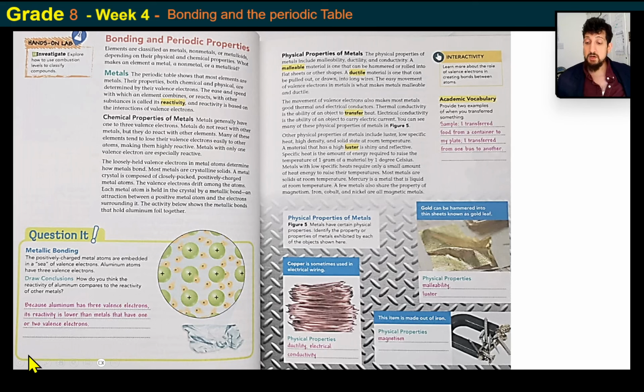Okay, so now we get to reactivity. What is this business with reactivity? Reactivity, simply speaking, is the ease and the speed at which an element combines or reacts with other substances. That's what reactivity is. So things that really want to get rid of their electrons are reactive, and things that really, really want an electron are reactive. That's it.